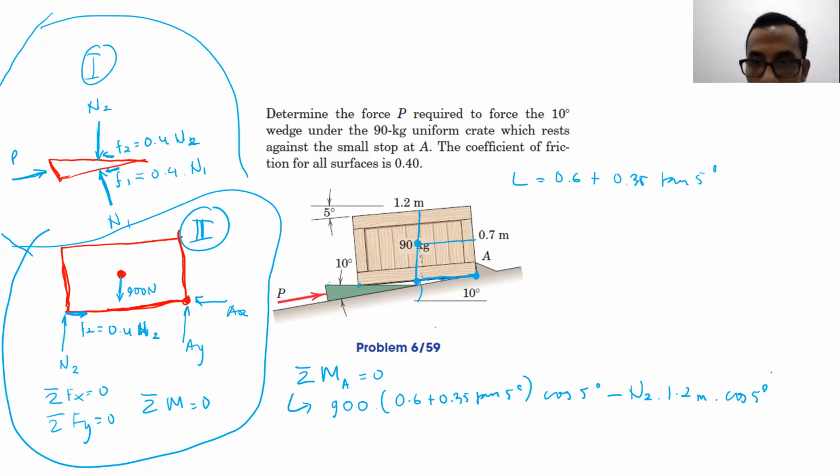Okay. What else do we have there? 0.4 N2. Supposed to be plus or minus? Plus, right? Yes, plus 0.4 N2 multiply by 1.2 meters sine 5 degrees equal to 0. Okay. Using this, we will be able to find the value of N2, right? Yes. Okay. What is the value of N2 then?